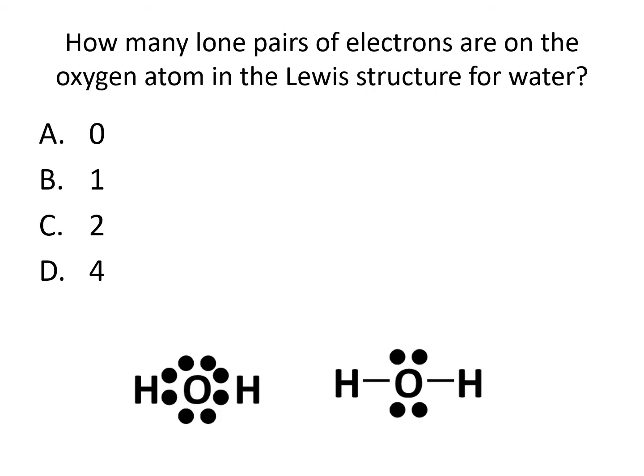How many lone pairs of electrons are on the oxygen atom in the Lewis structure for water? For now, I am giving you the Lewis structures, but very soon, you should be able to draw your own Lewis structures to answer this type of question. Is the answer A, 0, B, 1, C, 2, or D, 4?